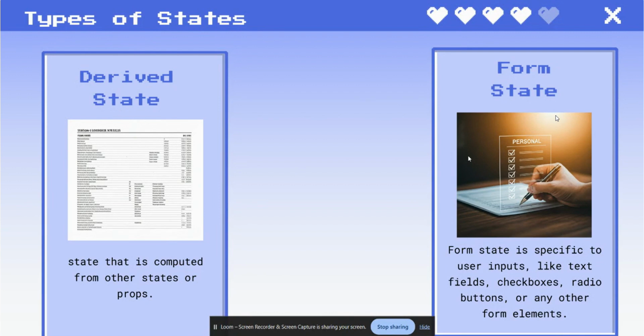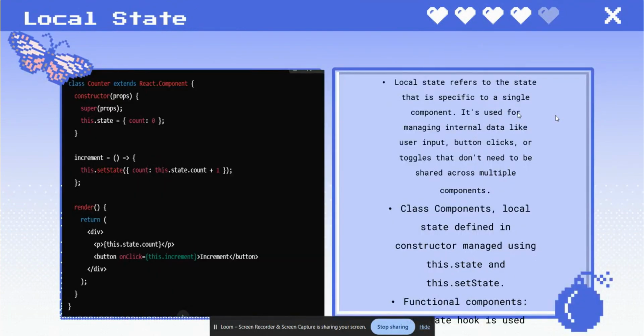Then finally, we have the form state. Form state manages input fields and their changes. It tracks values entered by users, validation, and submissions. For example, a login form tracking email and password inputs. It includes error messages in case there are any invalid entries. So how it is used is basically you use useState for smaller forms or third-party libraries like Formik for more complex forms.